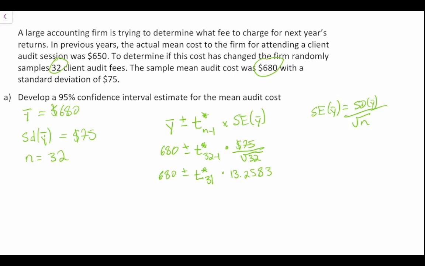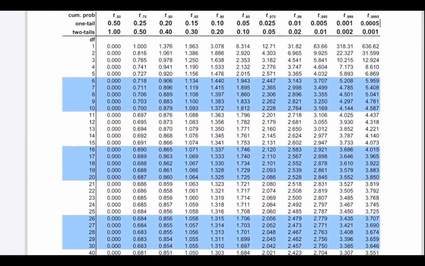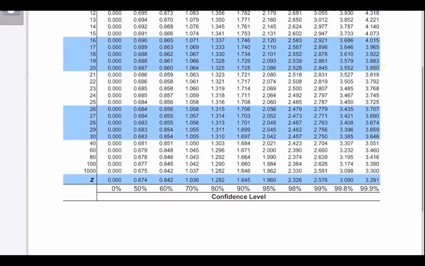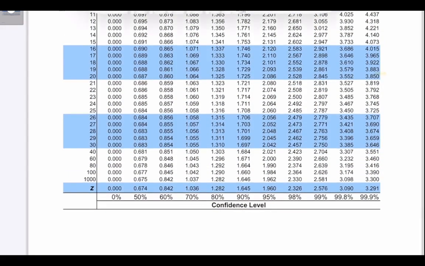So now all we have to do is establish what our T critical value is. So what we're going to do is go to our T table, and identify where our 95% is. So our 95% confidence level, and sometimes T tables give you this nice kind of cheat sheet at the bottom where it says 95%. So we're going upwards in this column.